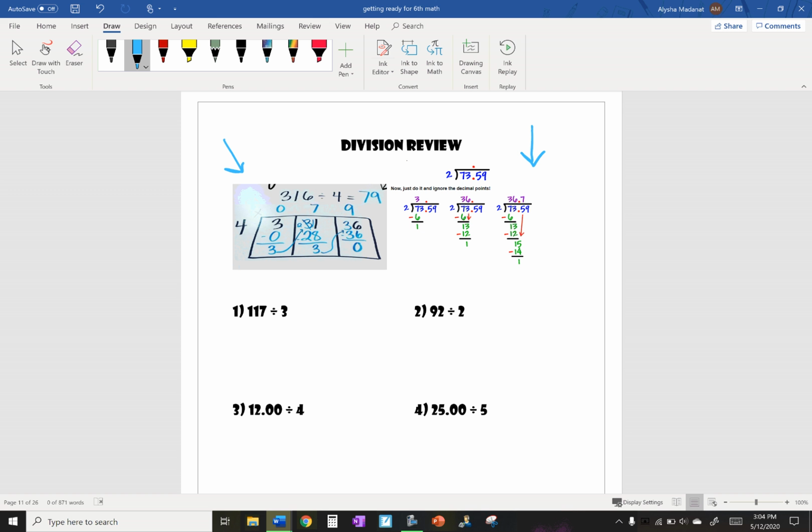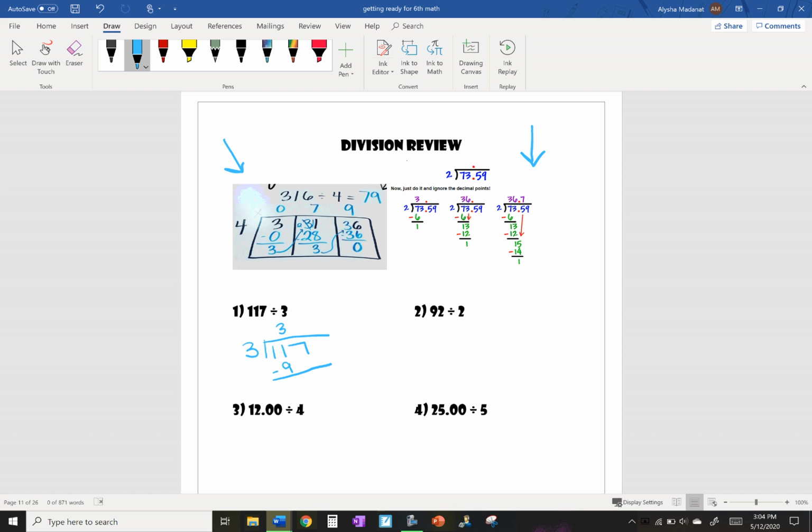So number one says 117 divided by 3. So we're going to do 117 in the box and 3 on the outside. So you have one number on the outside, and you're going to ask yourself, can 3 go into 1? Well, it cannot. So you got to move over to the next digit. So 3 goes into 11, not one time, sorry. 3 is going to go into 11 3 times because you want to get as close as possible without going over. So that's going to give you 9.